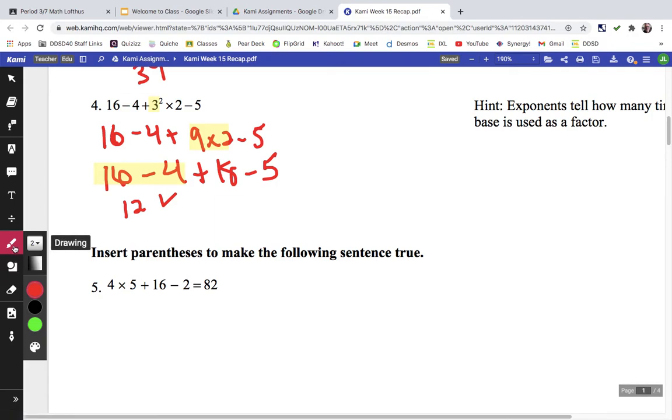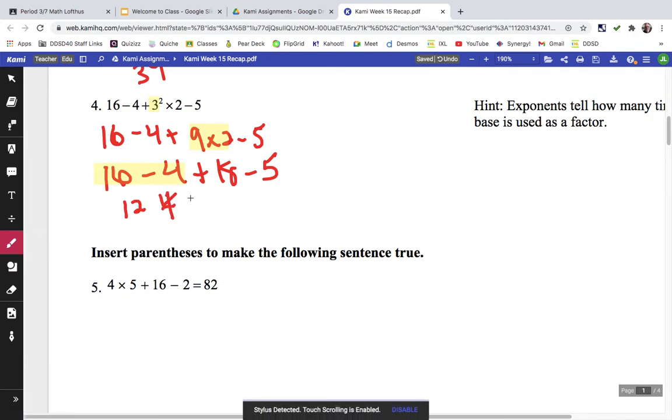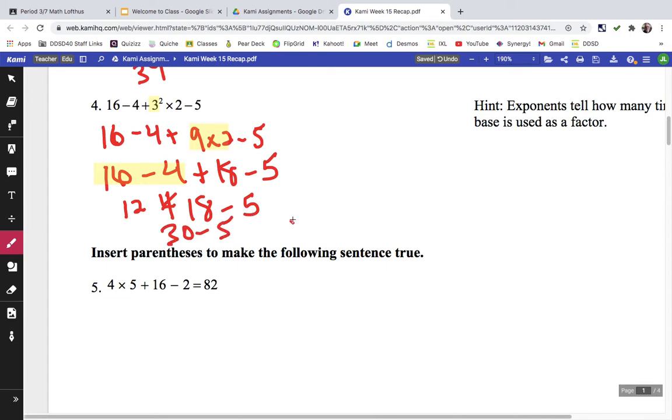Here we go. So 12 plus 18 minus 5. 12 and 18 is 30. 30 minus 5 is 25.